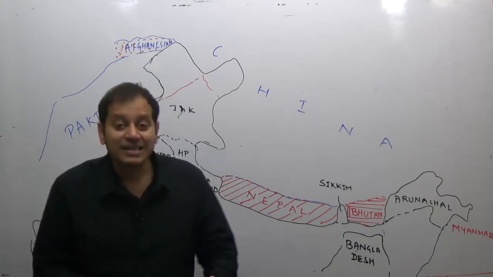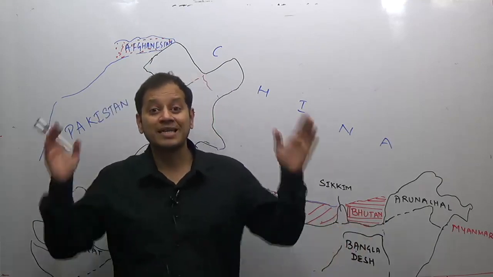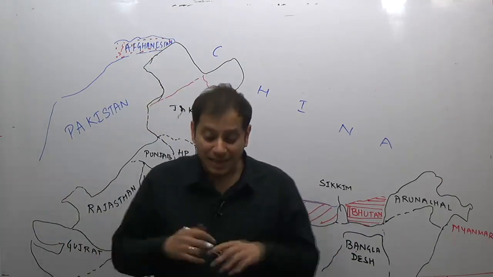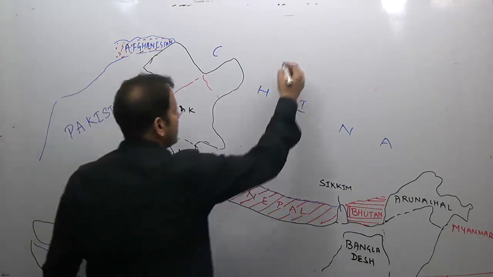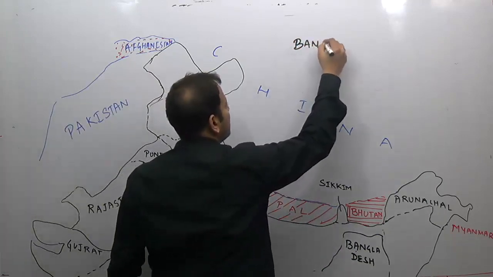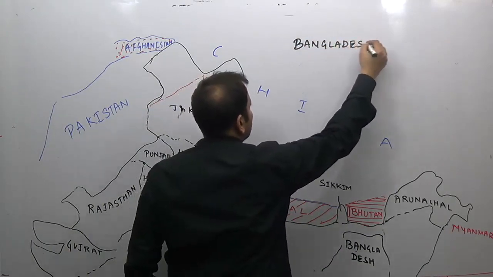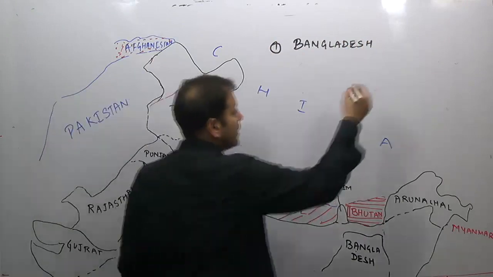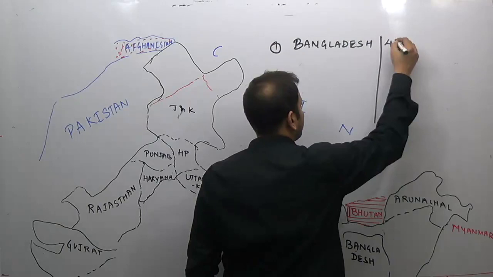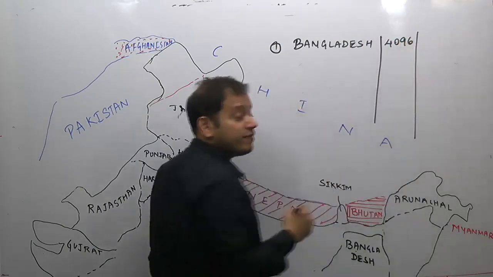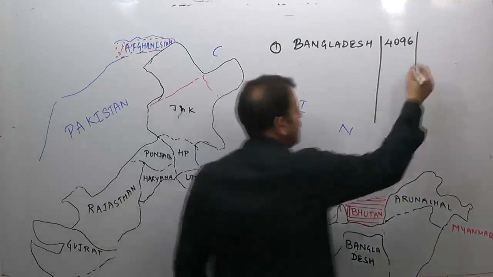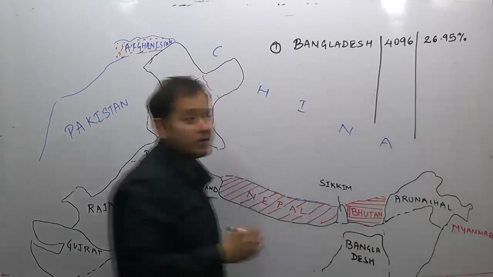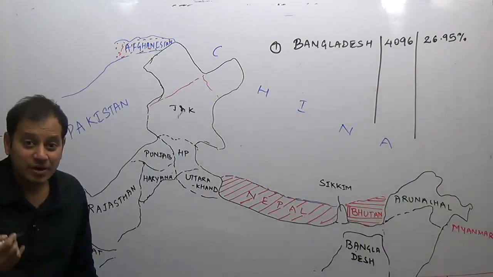So let us study how India shares its land boundaries. Let us study the top countries through which India shares its land boundaries. The largest land boundary India has is with Bangladesh. So the largest neighbor of India. India has the largest land boundary with Bangladesh, equaling around 4096 kilometers, which is around 26.95% of India's land boundary. So India shares the largest boundary with Bangladesh.